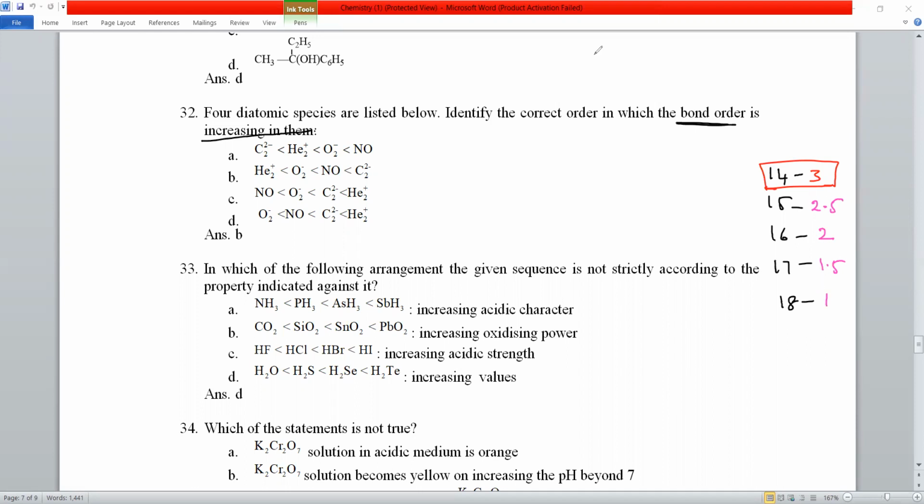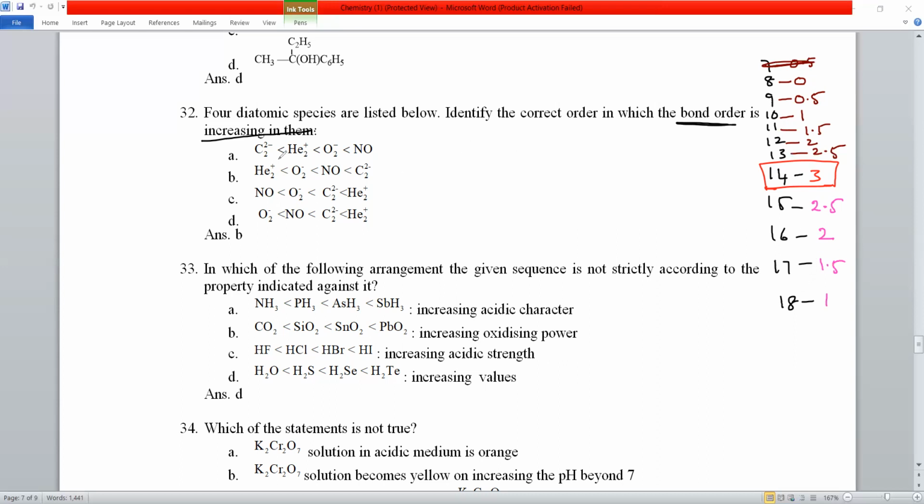In the same way, from 7 onwards also the same can go: 7, 8, 9, 10, 11, 12, 13. So for 7 we can take 0.5. Here it should be 0, then 0.5 increasing. Here 1, here 1.5, here 2, here 2.5. Remember like this. From 8 to 14 it is increasing. From 14 to 18 it is decreasing.